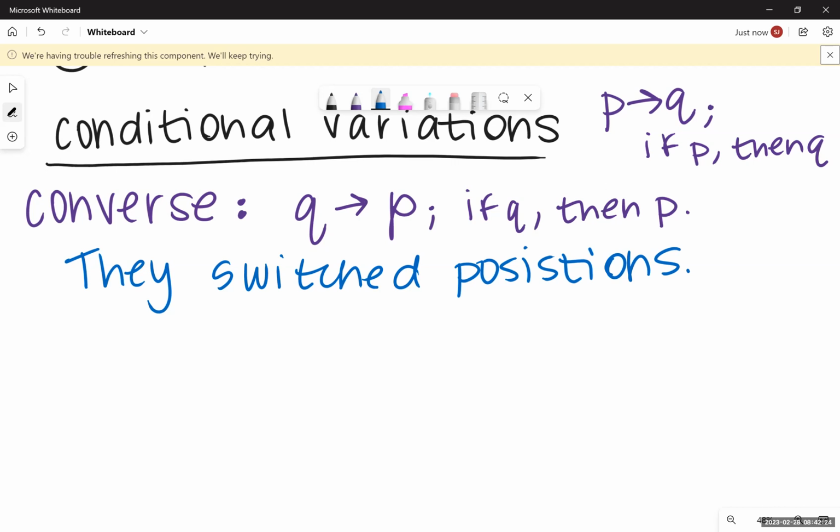Okay, so the other variation that we have is called an inverse. Now with an inverse, they're going to stay in the same position, the P first and then the Q, but they both are going to become negated. So instead of if P then Q, we have if not P then not Q.